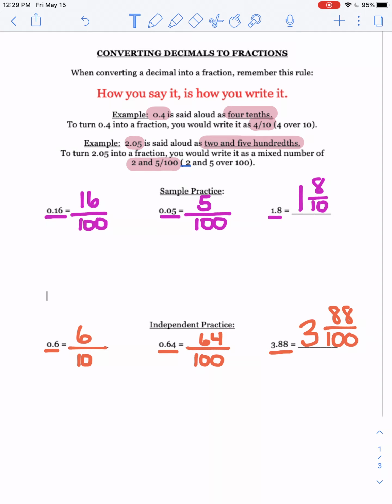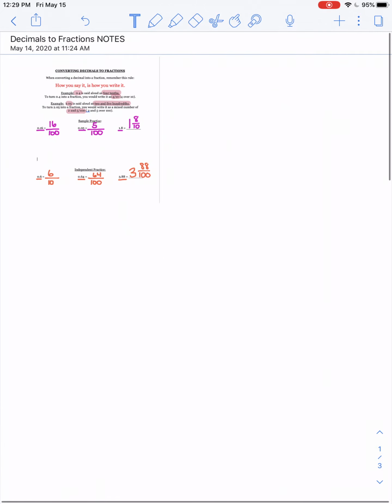So that's all you're doing for today. And then when you go ahead and pull in your homework, same thing. You're just converting decimals to fractions. So remember the rule up top, how you say the decimal is how you write it as a fraction. So if you have 2 numbers after the decimal place, 100 will be your denominator. If you only have 1 number after the decimal place, your denominator will be 10.